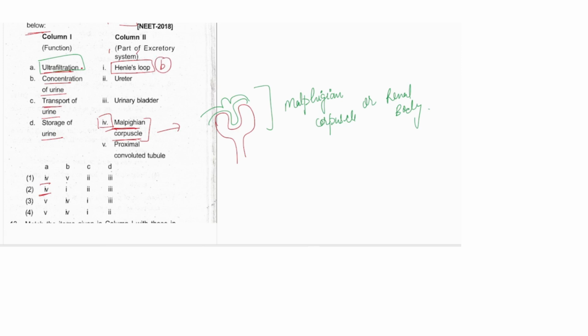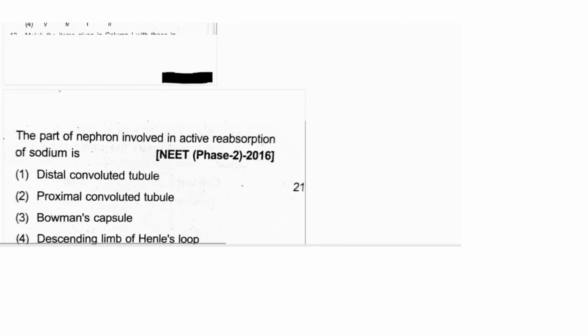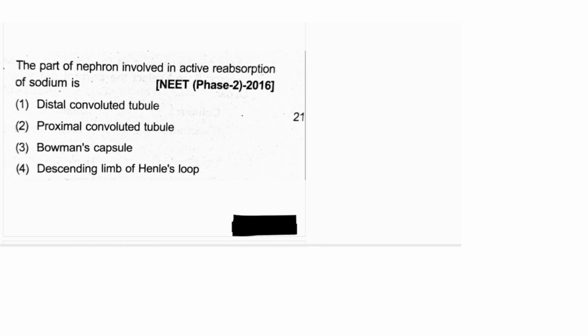And transport of the urine we have seen in the ureters, and the storage of the urine would be in the urinary bladder. Okay, this is the bag-like structure in which the urine will be stored. So D3 and C2 and B would be 1. So we'll go with option number 2. Okay, now let's see question number 14. The part of the nephron involved in the active reabsorption of sodium ions, meaning in which part of the nephron: PCT, DCT, Bowman's capsule, the Malpighian body, or the loop of Henle.